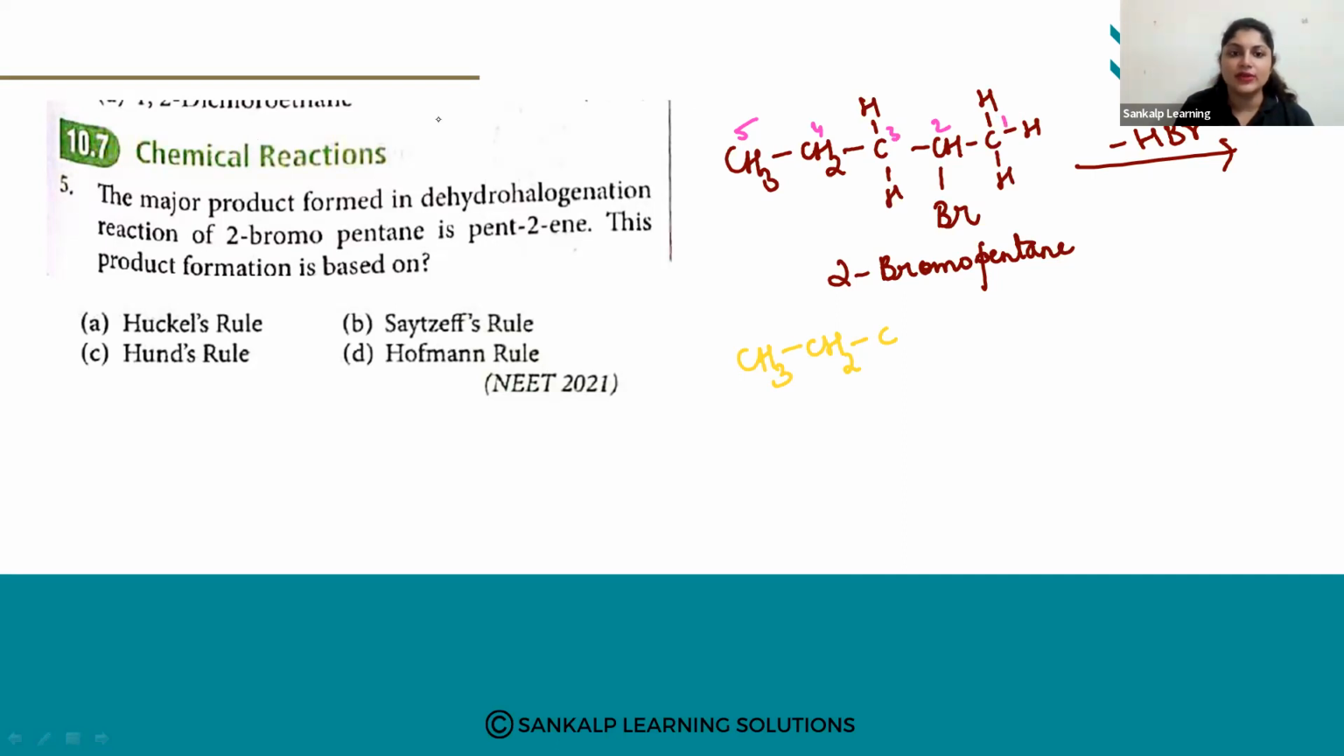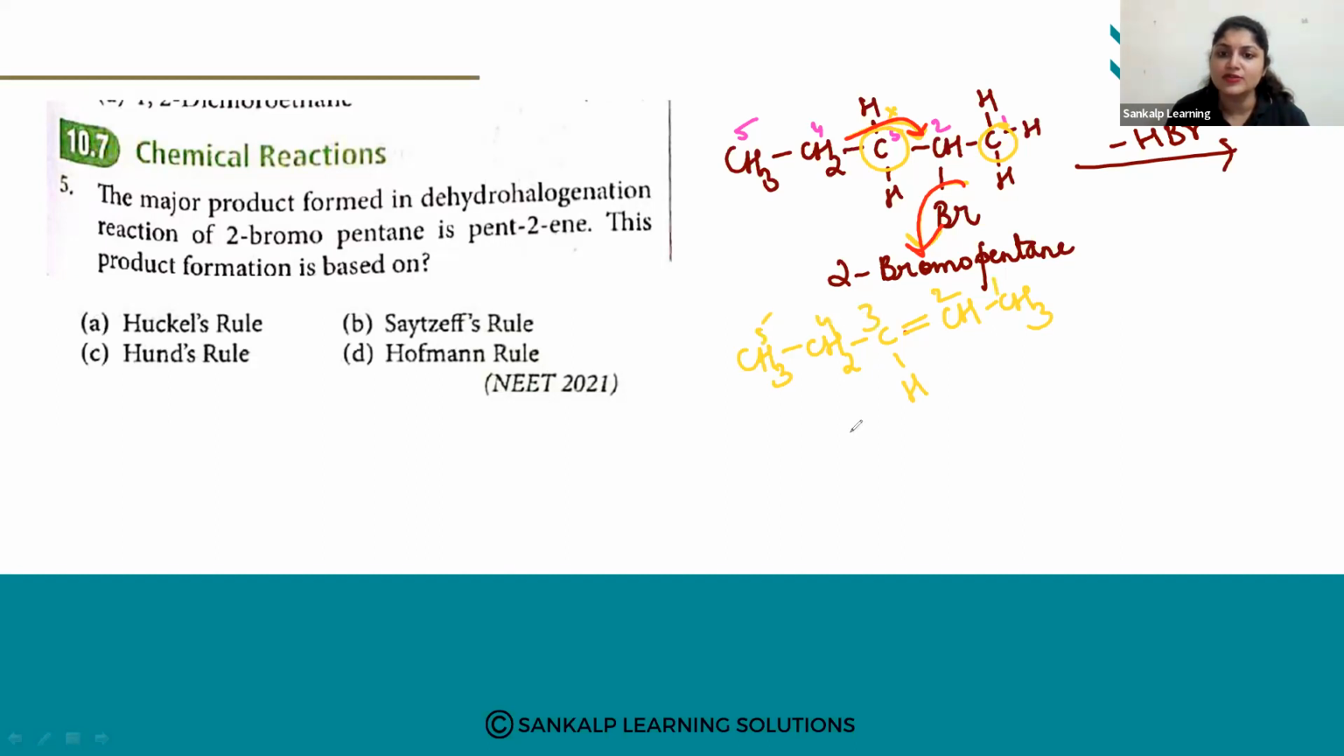Now here you can see there are two ways. Here you can remove, and from here also you can remove. If I want to remove it from this particular carbon, one hydrogen goes and this bromide will also go. What will be left? CH, double bond, then CH, CH3. What is the name now? So the answer is pent-2-ene.